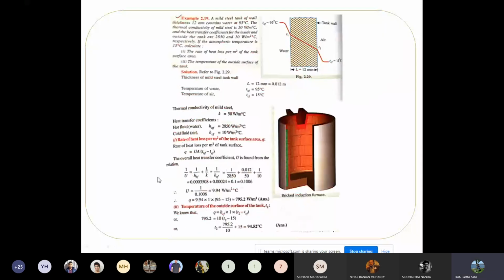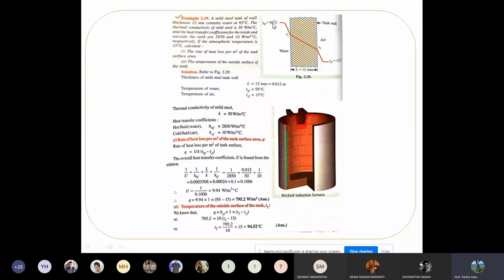Let us look into another numerical. It is given a mild steel tank of wall thickness 12 mm contains water at 95 C. The thermal conductivity of mild steel is 50 watt per meter C, and the heat transfer coefficients for the inside and outside of the tank are given as 2850 and 10 watt per meter square C. Okay. If the atmosphere temperature is 15 C, calculate the rate of heat loss per meter square of the tank surface area and the temperature of the outside surface of the tank.